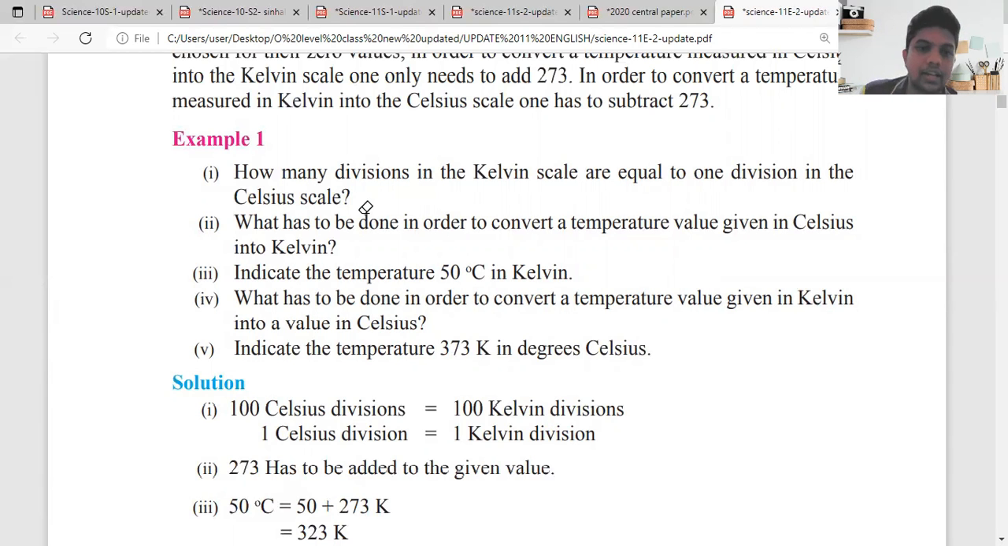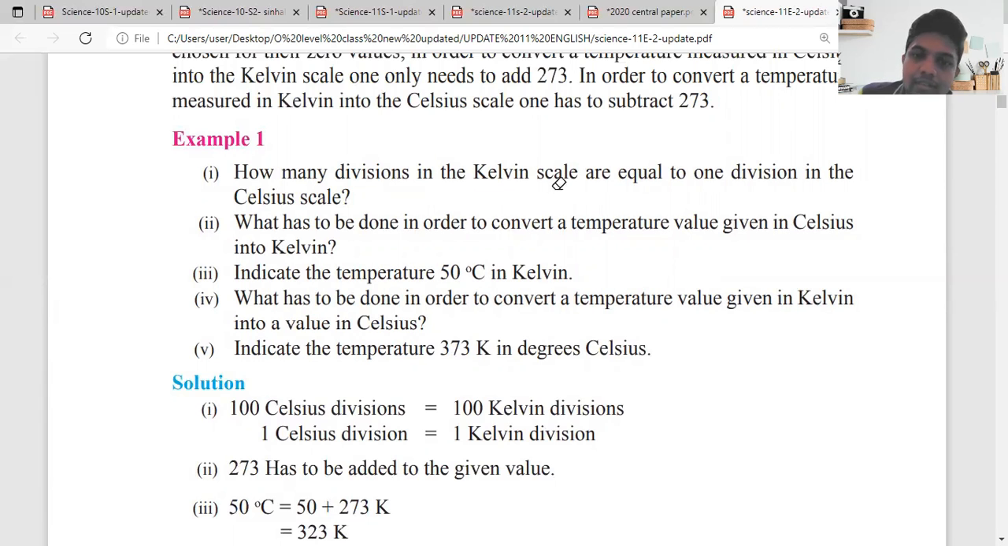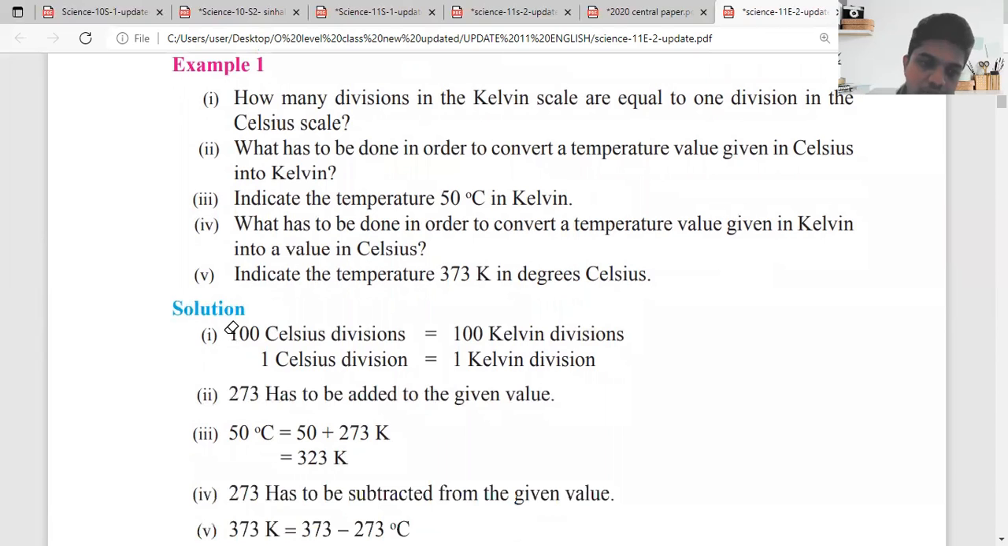Celsius scale එකේ division 100ක්, Kelvin scale එකේ difference එක ගන්න, 273 ඉඳන් 373ට 100යි නේ. එතකොට divisions වල differentiation එක same. Here the solution they have mentioned: 100 Celsius divisions equal 100 Kelvin divisions. So 1 Celsius division equals 1 Kelvin division.